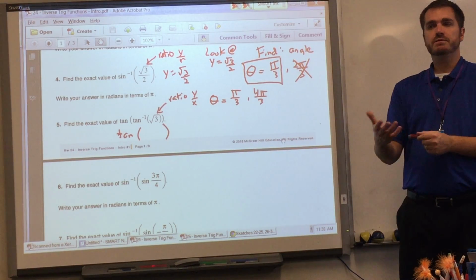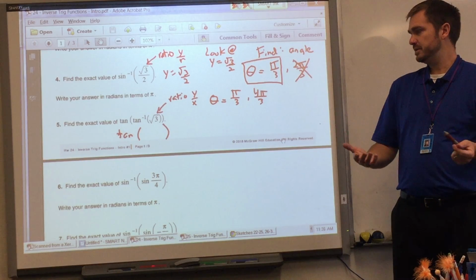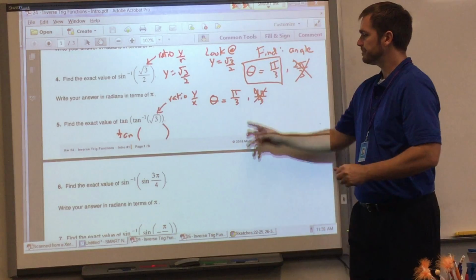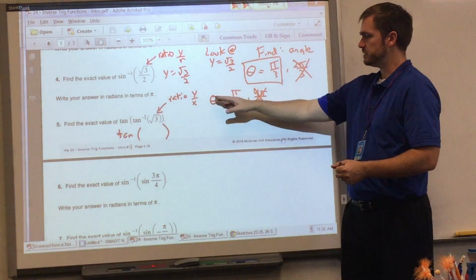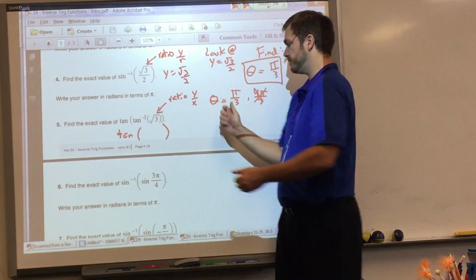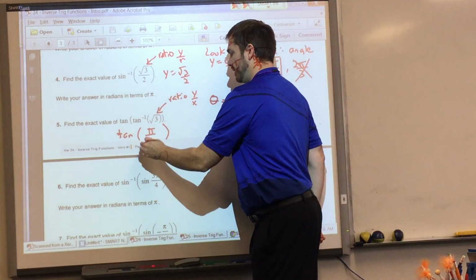Which one of those do we like for inverse tangent? Pi over 3, because it's the first quadrant. Okay. So here we've found out what this inner part is. Inverse tangent of root 3 is pi over 3.